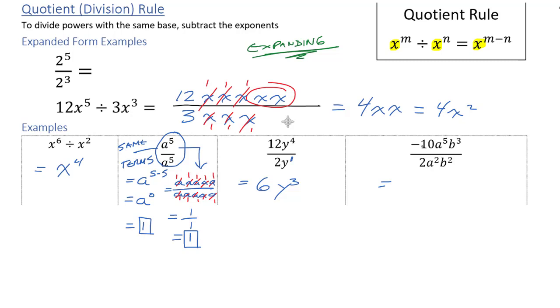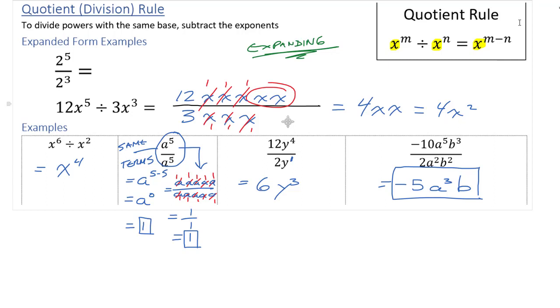Same with this guy. Negative 10 divided by 2. They're not the same base. We're just dividing a regular negative 10 divided by 2, which is negative 5. Subtract the exponents on the a's, which is 3. Subtract the exponents on the b's, which is 1. But if your final answer has a 1 as the exponent, you are expected to not write that in. So there's your final answer. That would be fully simplified.